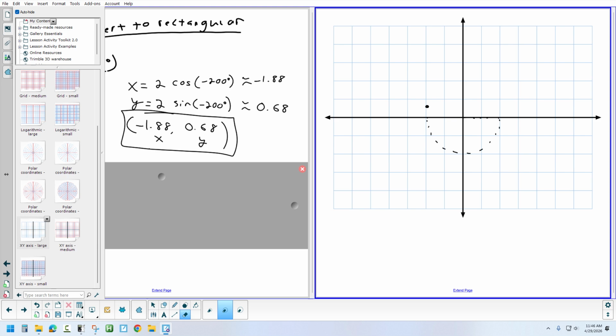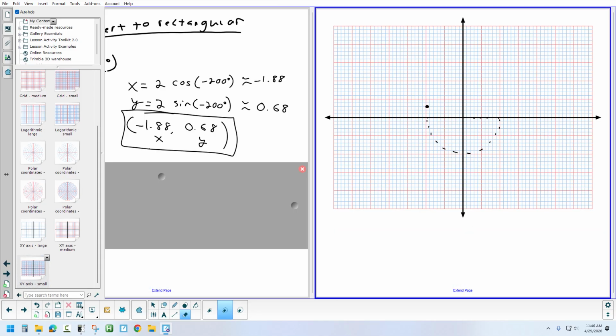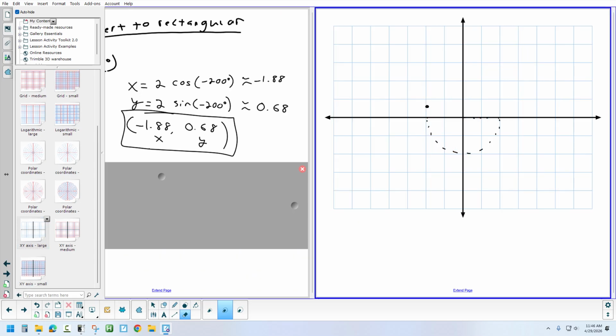The only reason that works is because the polar and the rectangular grids have the same size spacing. If you didn't use the same size spacing, it wouldn't work. Like if I use this really small grid, well, it's the wrong scale. It's not the right size graph paper. That's the right size graph paper that makes it work.